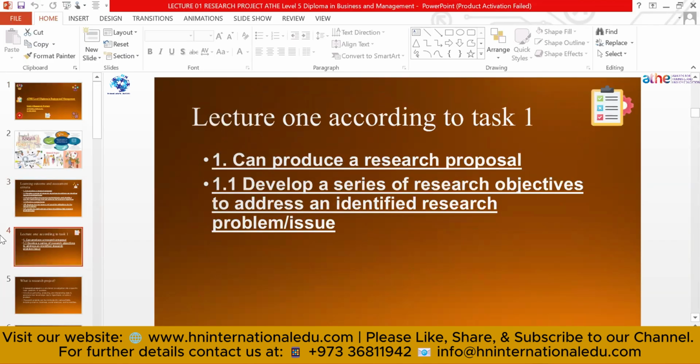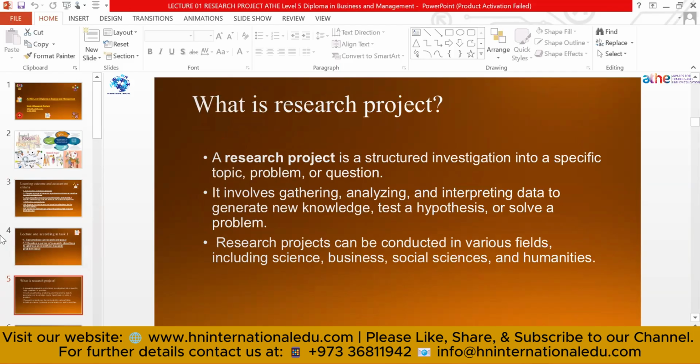This is LO1. We will be doing LO1 today and 1.1, but before that, what's the research project? We're going to break that down. Okay. A research project is a structured investigation into a specific topic, problem, or question. Now, the reason to conduct research is only when there is a gap in the market, in any industry, in the organization, or any problematic area. You need to find out why it happened and what best you can do for it. That is why we conduct a project, an analysis, a proposal.